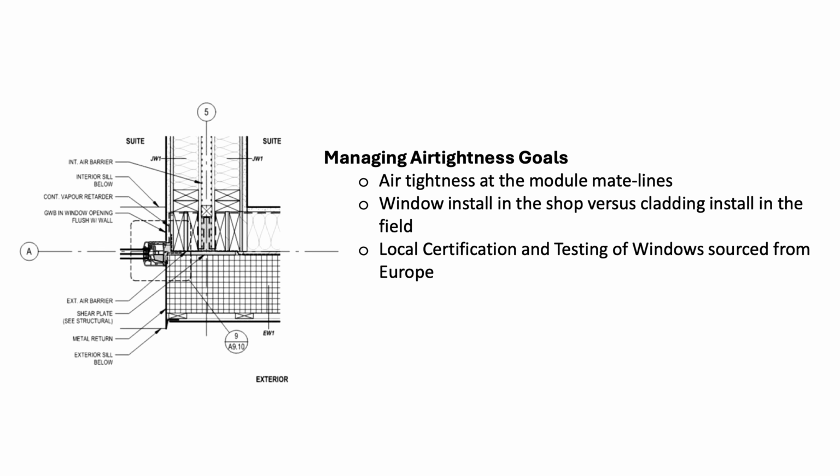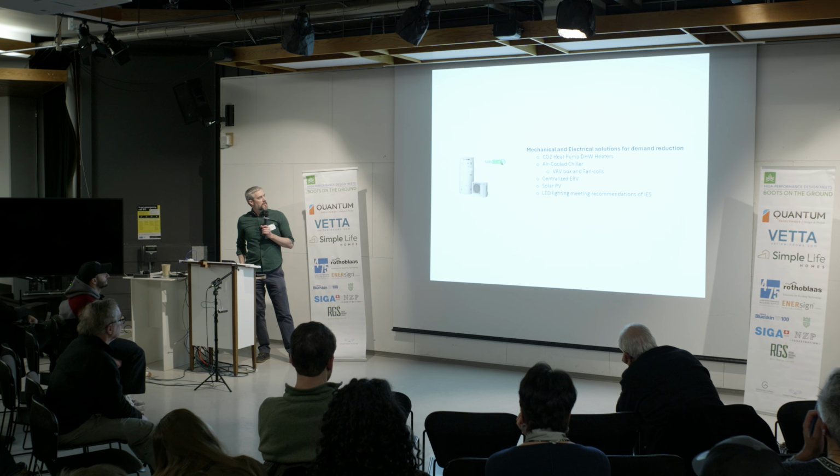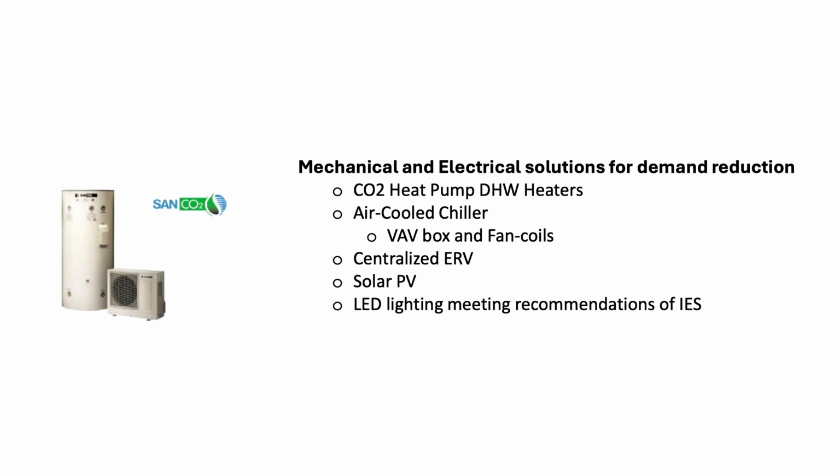This is just an image of all the services terminated in the corridor. This is one of the units where you can see some of the ductwork and some of the domestic hot and cold water feeds. On the mechanical side, we used a CO2 heat pump for the domestic hot water, an air-cooled chiller, VAV boxes and fan coils, and a centralized ERV. We had some solar PV on the roof offsetting some of the electrical load, and then LED lighting, but just meeting the IES standard.